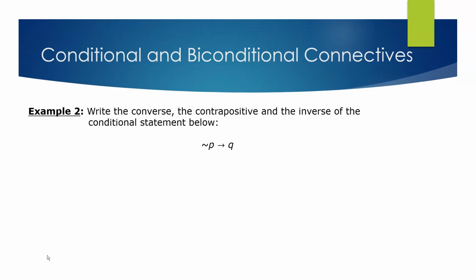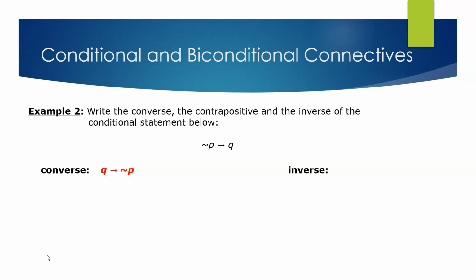So, if not P, then Q. If I want to do the converse, it is simply taking the conditional statement, the two sides of it, and just switching where they belong. So, putting the arrow down and just putting the left-hand side on the right-hand side and vice versa, there would be your converse. So the converse for this statement would be if Q, then not P.